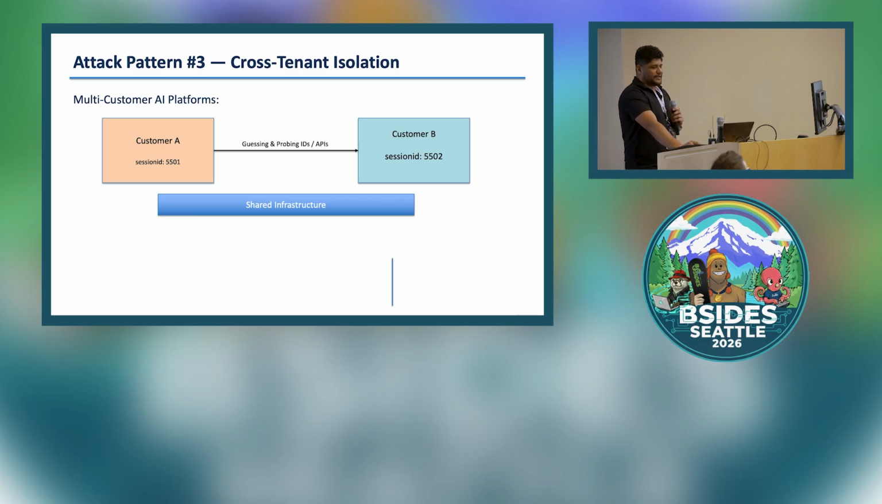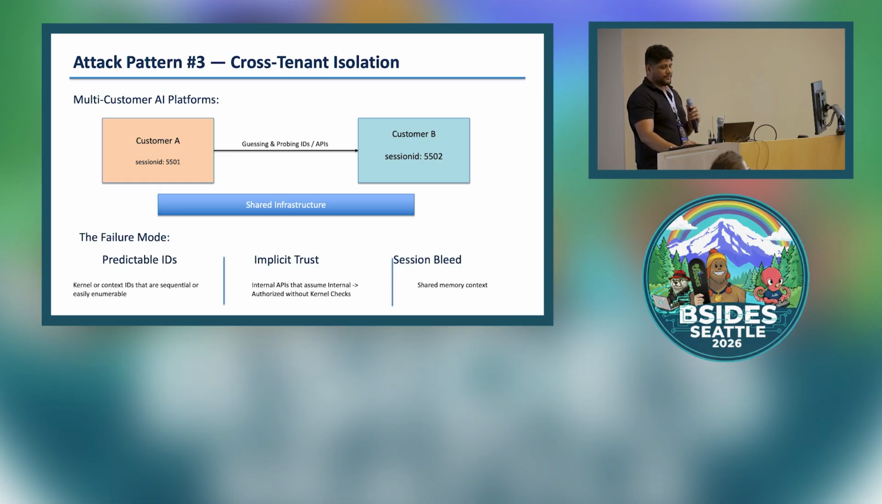Now, on to the third major pattern, and this one's big, cross-tenant isolation failures. Consumer AI platforms are multi-user by nature. Your code is running next to someone else's code on shared infrastructure. And here's what breaks. Predictable IDs, internal APIs that trust anything, session state that doesn't know whose session it is. The moment you can list someone else's session and execute in their context, that's the whole ballgame.